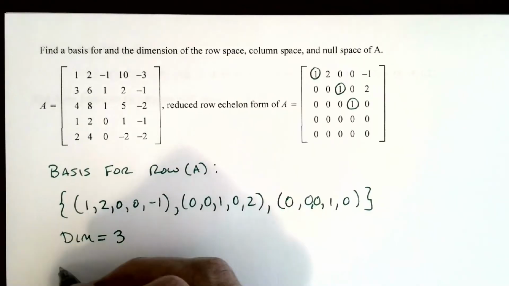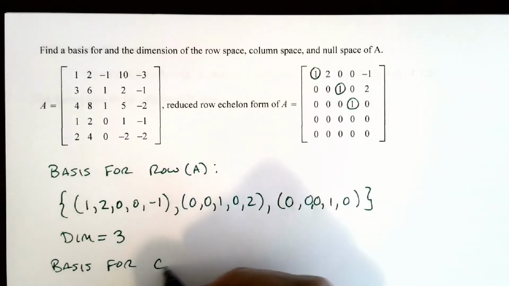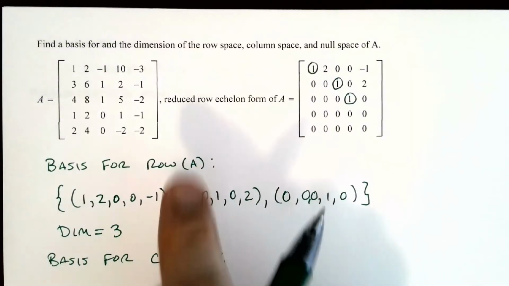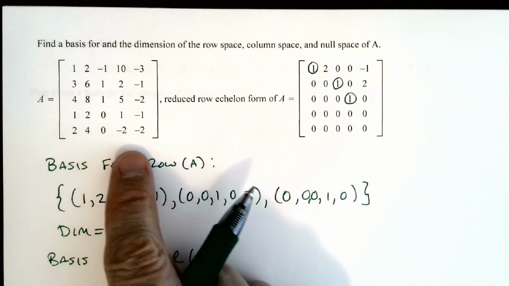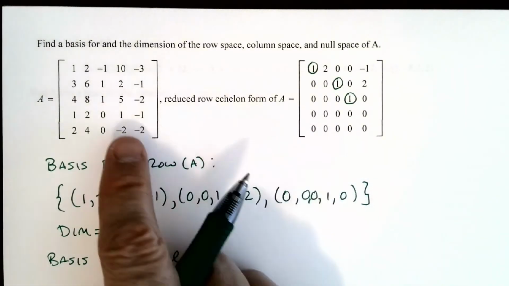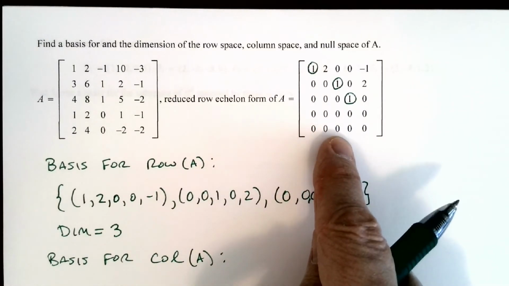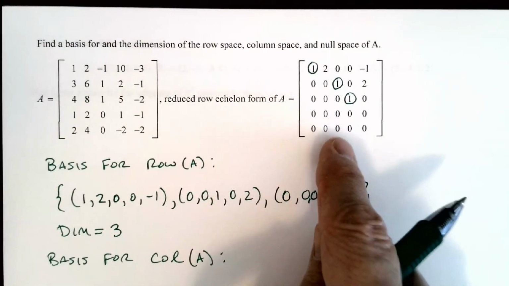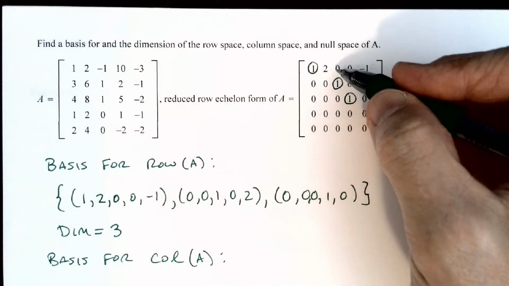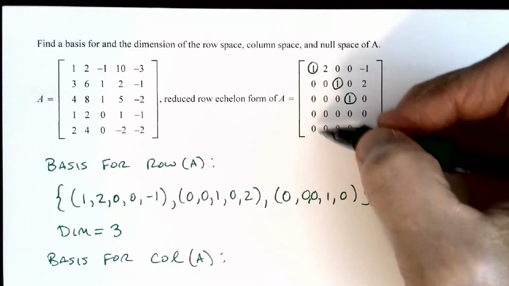Now, what about a basis for the column space of A? This is what we were just talking about. Well, remember, when we do row echelon forms, that can affect the column space. In fact, I know that the column space of my matrix A is not the same as the column space for this matrix. What's a basis for the column space of this matrix? It would be the first, third, and fourth columns, right? The ones with the leading ones.